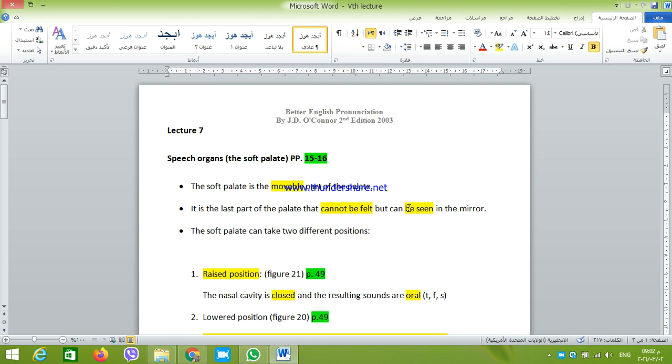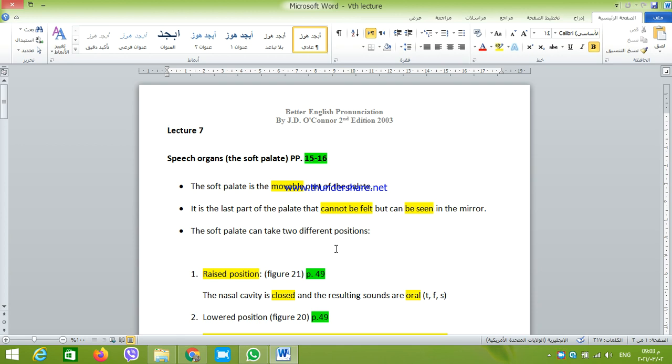Today's lecture is a continuation of the previous one. We are still talking about organs of speech. We started talking about the soft palate and actually the hard palate, the alveolar ridge. And today we are going to talk about the second part of the palate, which is the soft palate. As you remember, we said that the palate is divided into two parts. The first part is called the hard palate, which consists of the alveolar ridge and the hard palate. And the second part is the soft palate.